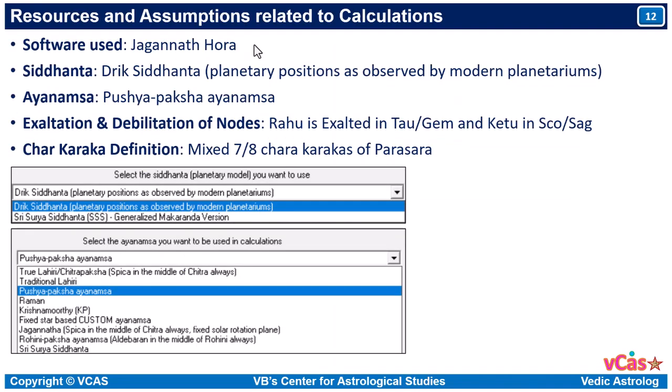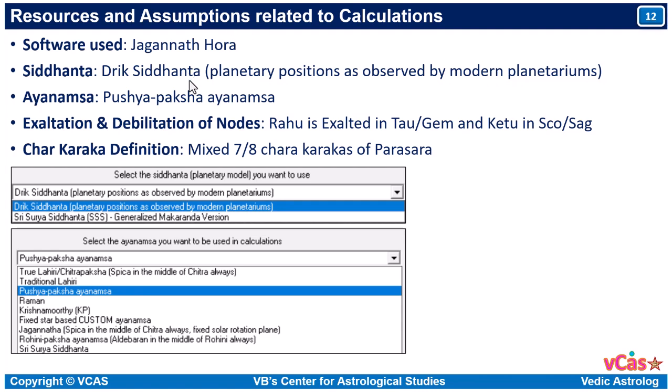I use Jagannatha Hora, software written and offered for free by Mr. P.V.R. Narasimha Rao. He's a software engineer and an astrologer hailing from India and living near Boston, US. This software offers very high flexibility and many calculation options. It's very important that the charts we base our predictions on are accurate. Some of the assumptions that I make are shown here.